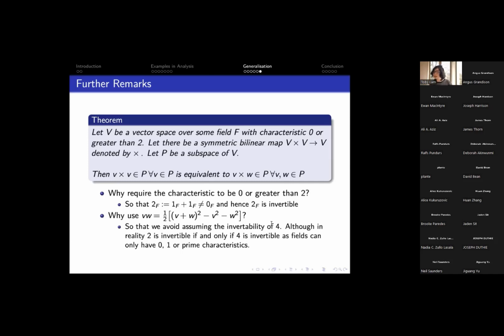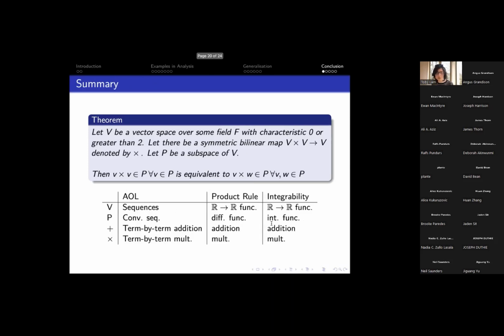So finally, again, this generalization really shouldn't be the only way this idea appears. In fact, it would be good to just forget about this theorem and think about how we use this idea of multiplication being equivalent to squaring and linear combinations. So this is a kind of conclusion.